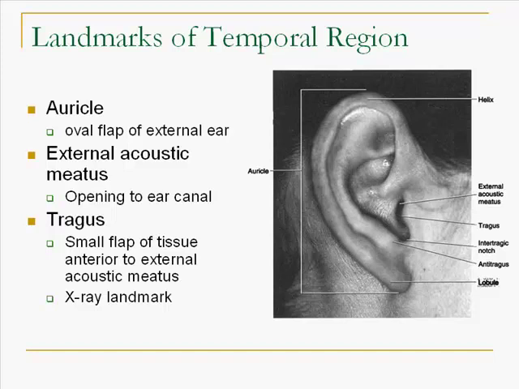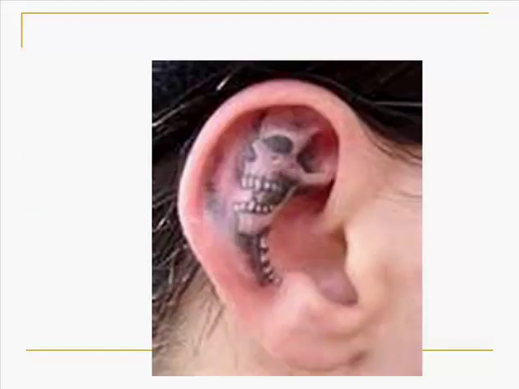Again, you need to know landmarks of the temporal region. When you think about your ear, you need to know about the external acoustic meatus, which is the opening to the ear canal. And then there's a little flap of cartilage right in front of that opening called the tragus. This is an important landmark when we're taking radiographs, because you want your ala-tragus line to be parallel to the floor. I just like this slide.